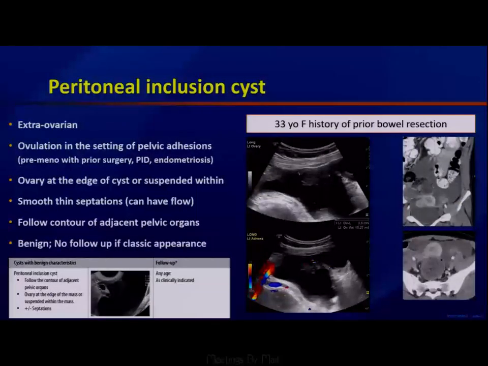I'm going to spend just a moment on peritoneal inclusion cysts. We're outside of the ovary now, but this is a pitfall and can be confusing, I think. It's an extraovarian cystic lesion in the pelvis.